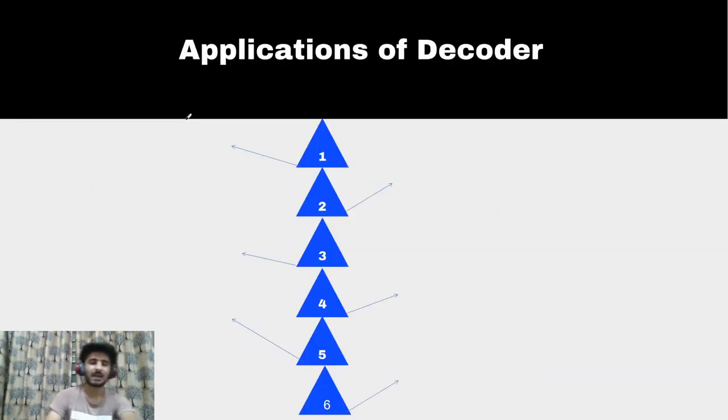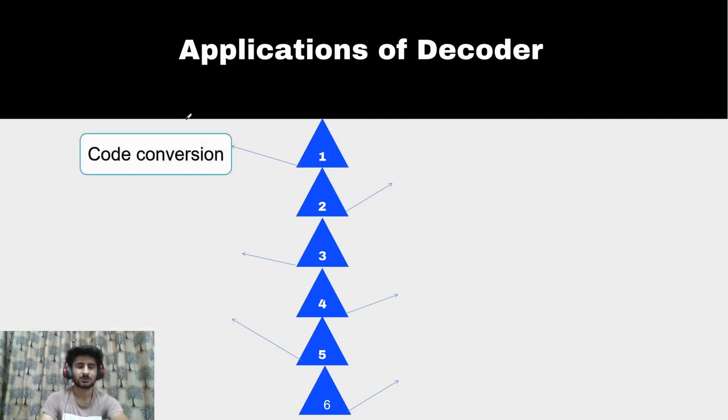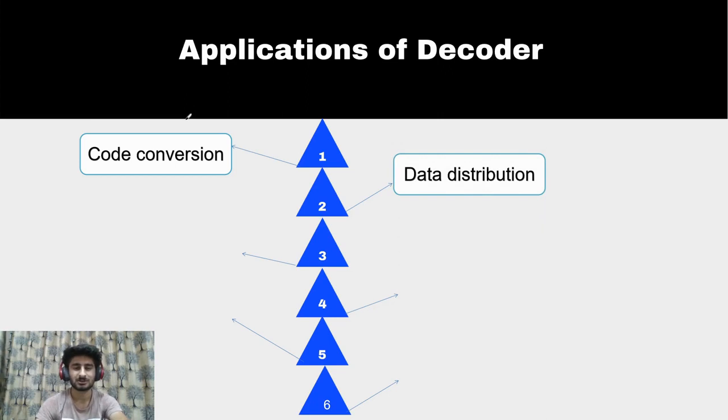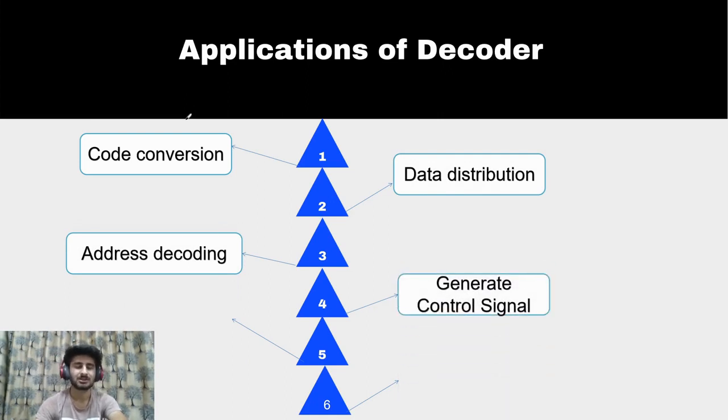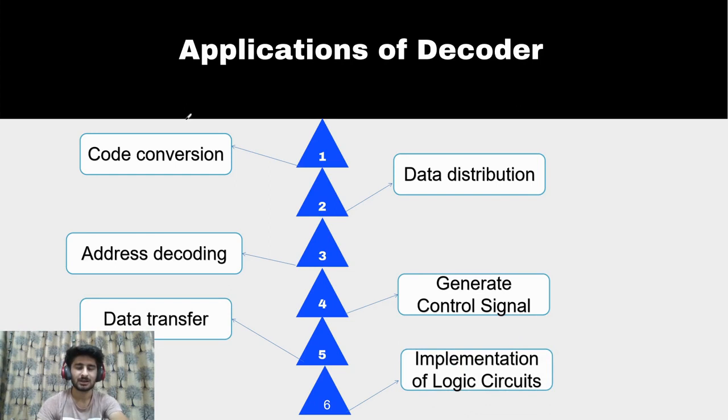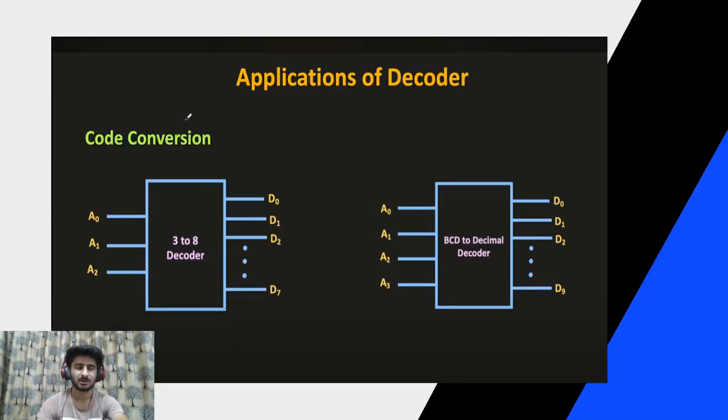So let's see its applications. The first application is the conversion of code, like binary to decimal. Then it is also used for data distribution, for address decoding, for generation of control signals, for data transfer, and the last is implementation of logic circuits. So let's go deeper through the applications of the decoder.